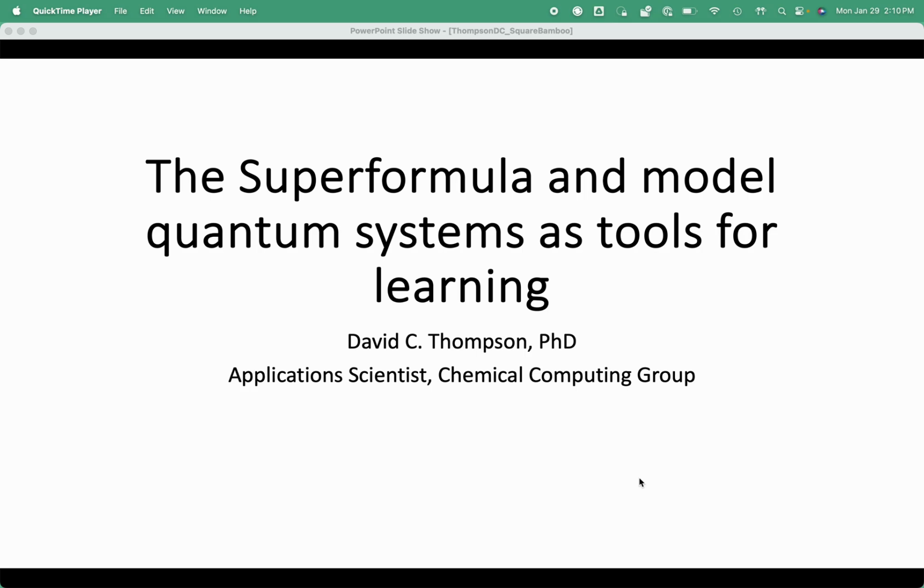I'm an application scientist at the Chemical Computing Group at CCG, and for almost 30 years, we've made a molecular modeling platform that is widely used in the pharmaceutical and biotechnology industries. I'm thrilled to be at this fabulously cross-disciplinary discussion, and I'm excited to share this work.